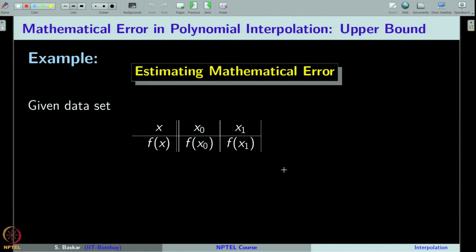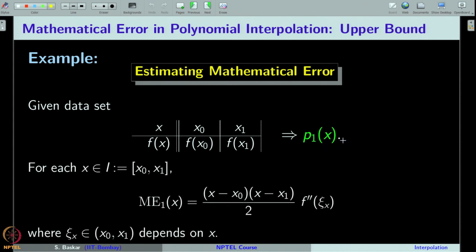As a first example, let us consider the most simplest polynomial, that is the linear interpolating polynomial of a function f. Well, we are taking two node points x naught and x 1. From there, you can generate the linear interpolating polynomial p 1 of x, right. Now, the question is, what is the mathematical error involved in it? Well, that is nothing but f of x minus p 1 of x, and we now have an expression for that.